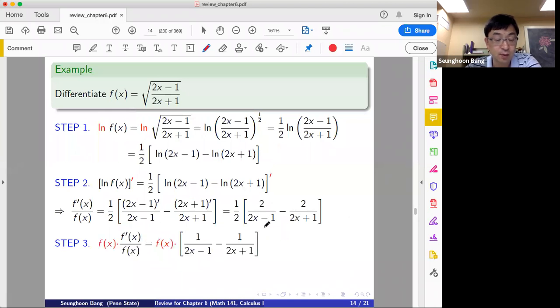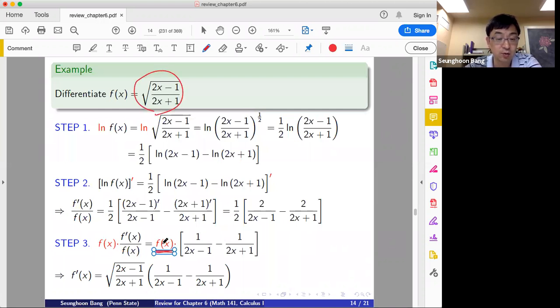The next, multiply both sides by f of x. Here, f of x is crossed out. F prime of x is f of x times (1 over 2x minus 1 minus 1 over 2x plus 1). What was f of x? Change back the whole thing going to here. So we have this answer. That's good. This is exactly logarithmic differentiation.